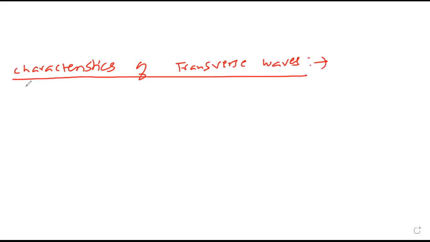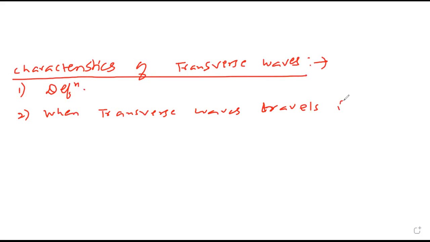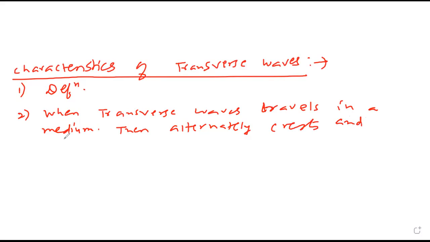Let's get the characteristics of transverse waves. First point, you will write the definition in the exam. Second, when transverse waves travel in a medium, then alternately crests and troughs are formed. So when a transverse wave travels in the medium, alternately crests and troughs are formed.